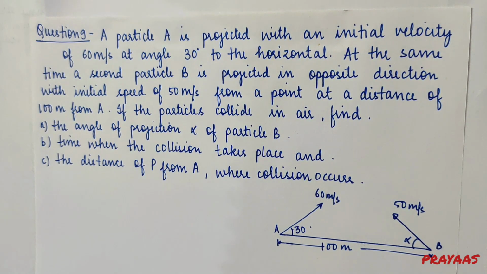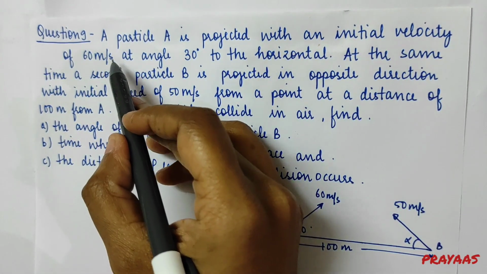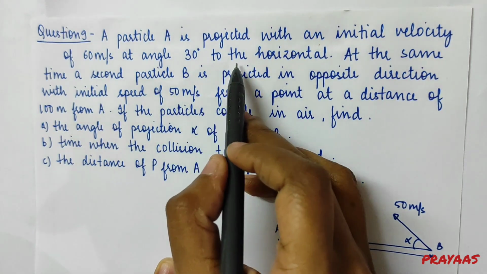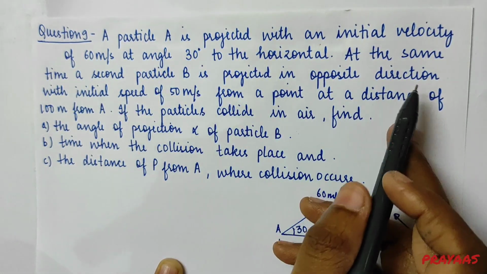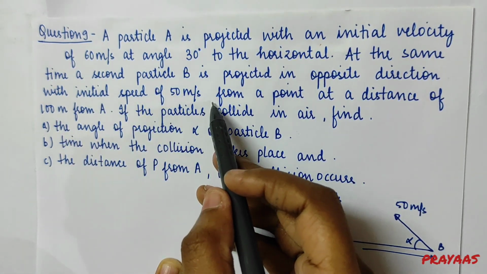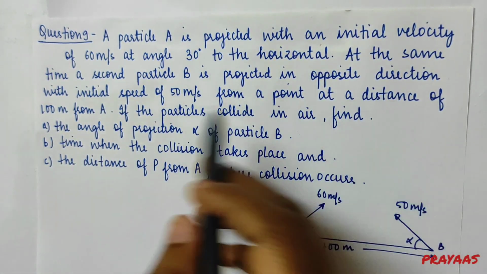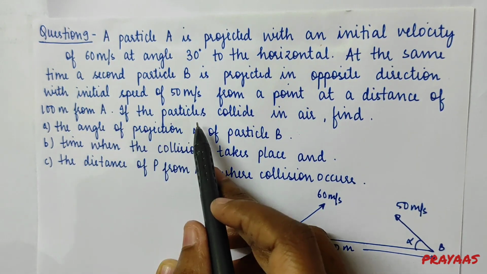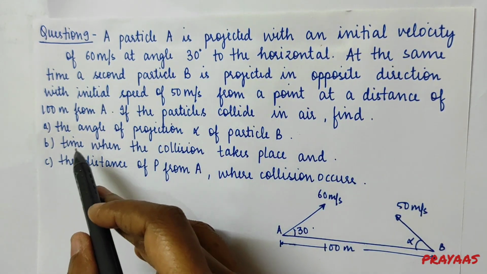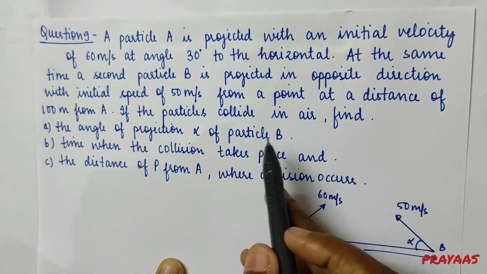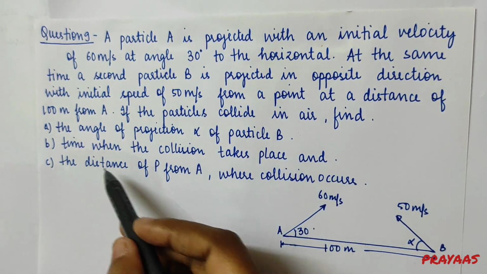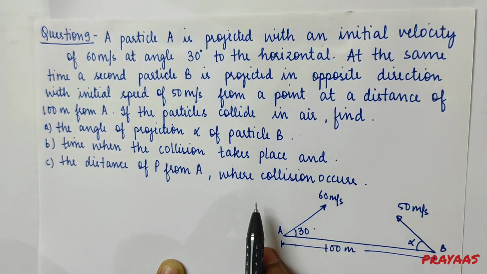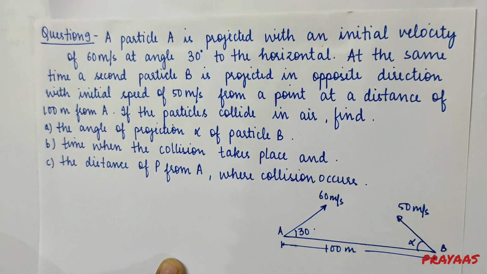A particle A is projected with an initial velocity of 60 meter per second at an angle of 30 degree to the horizontal. At the same time, a second particle B is projected in opposite direction with initial speed of 50 meter per second from a point at a distance of 100 meter from A. If the particles collide in air, find first the angle of projection alpha of the particle B, second the time when the collision takes place, and third, the distance of P from A where collision occurs. This is the diagram which is given for the question.